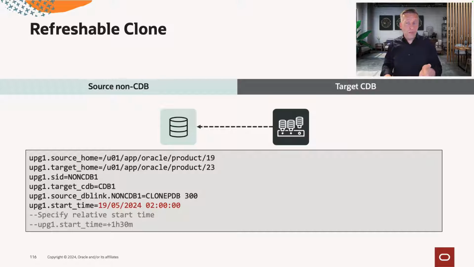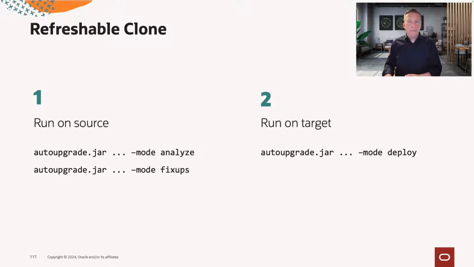Then you also specify a start time. This is when we will do the final refresh and complete the migration. So on the source database, you run AutoUpgrade in Analyze mode to see if there are any critical things. We also do the pre-upgrade fix-ups, or the pre-fix-ups. And then on the target system, you use AutoUpgrade in Deploy mode, which will start the entire process of moving over the data files and so forth.